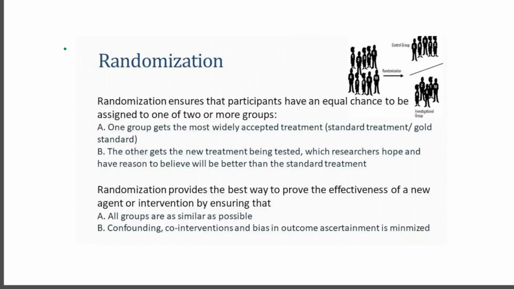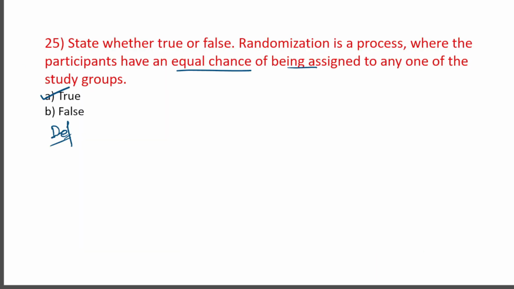Now see the information given in this chart regarding randomization. See the first point, that the randomization ensures that the participants have an equal chance to be assigned to one of two or more groups. Okay, one of two or more groups. So the participants are having an equal chance. So this is a specialty of randomization. In our question also, they have asked that it is a process where the participants have an equal chance of being assigned to one or more study groups.